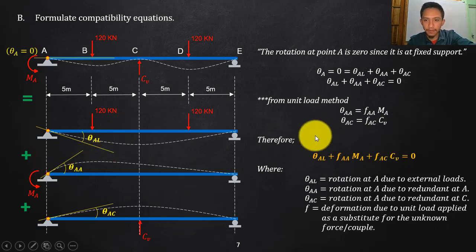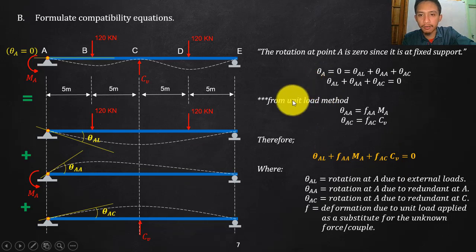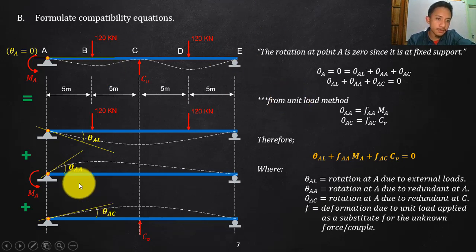Okay, so we have one more concept that I need to insert, which is actually from previous topics of your theory 1. Another method of analyzing determinate or indeterminate structures, we call this one the unit load method. Since again, in the first place, we do not know those values of M sub A and C sub V. So how can I get that rotation at A due to M sub A and rotation at A due to C sub V if in the first place I do not know the value of the load?